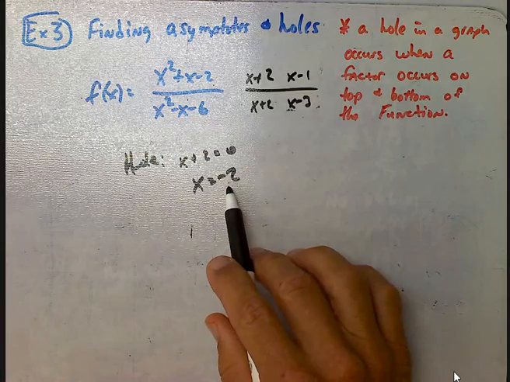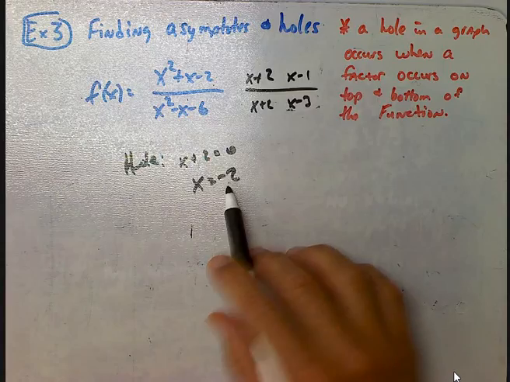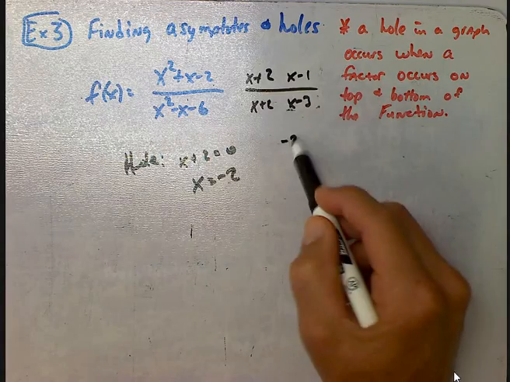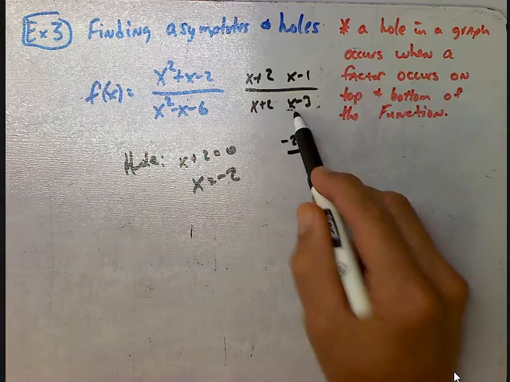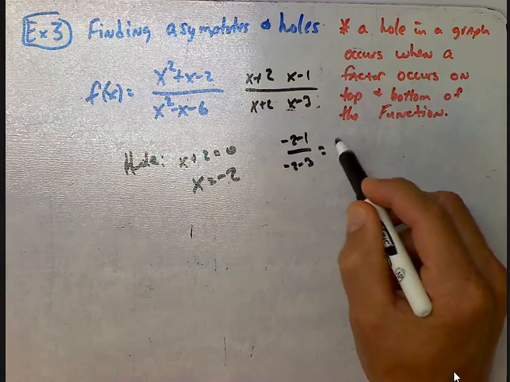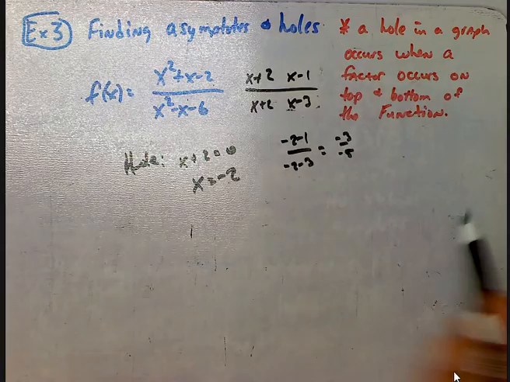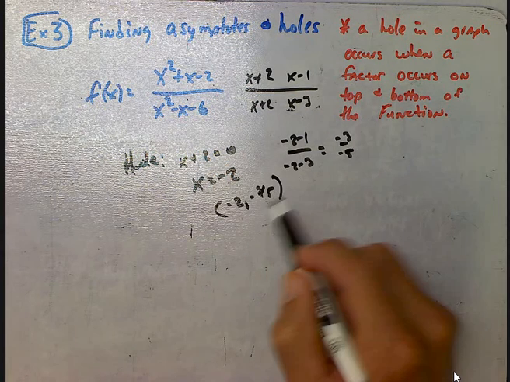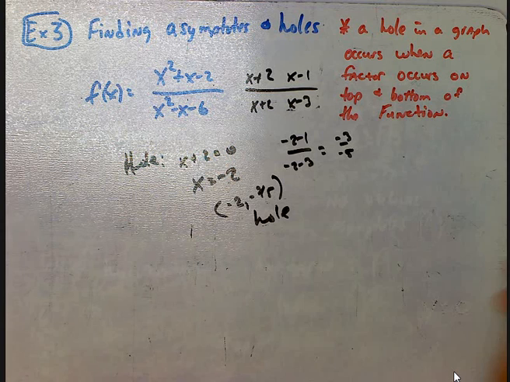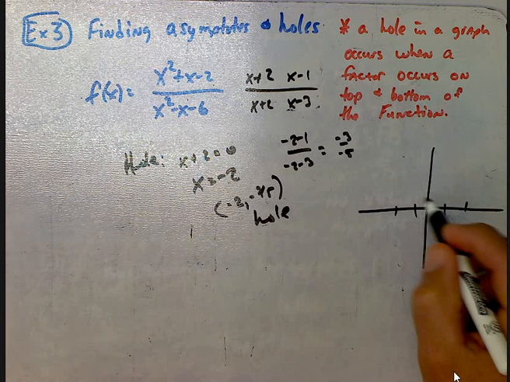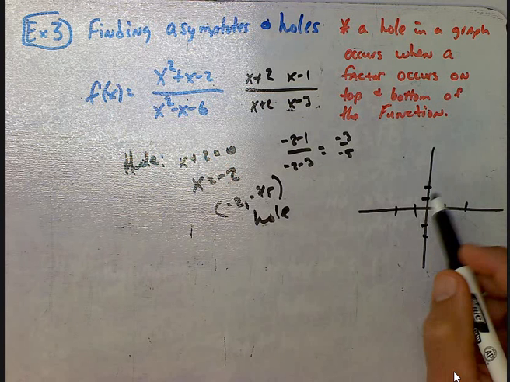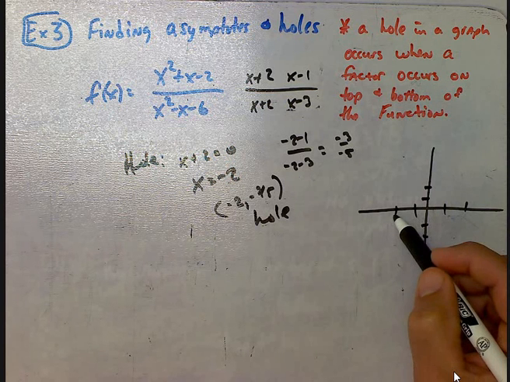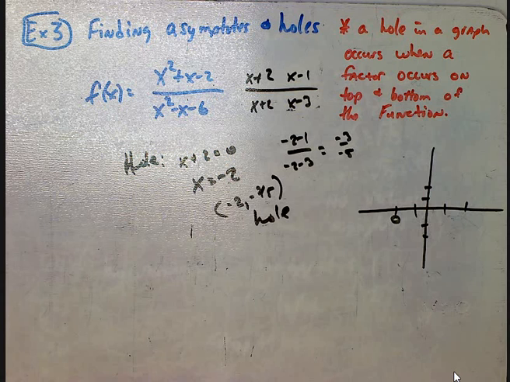Okay? To find the y value of the hole, I'm going to put negative 2 in for x minus 1, and negative 2 in for x minus 3, and that gives us negative 3 over negative 5. So at the point negative 2 comma negative 3/5 is a hole. So essentially on the graph, if I were to plot the point negative 2 comma negative 3/5, I draw an open circle there to represent where the hole on the graph is.